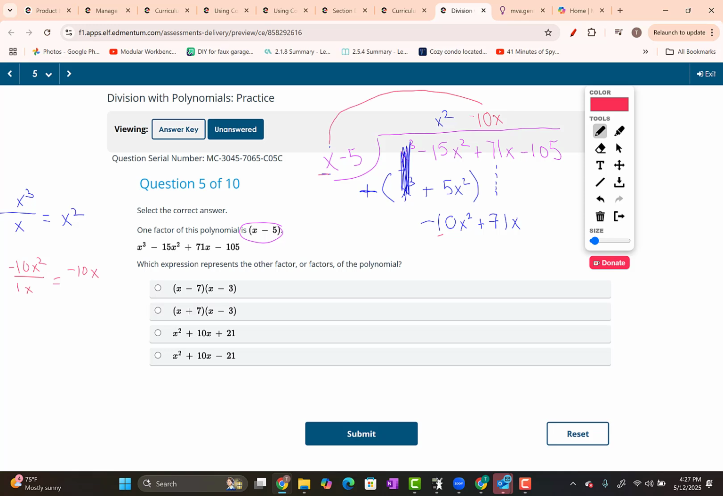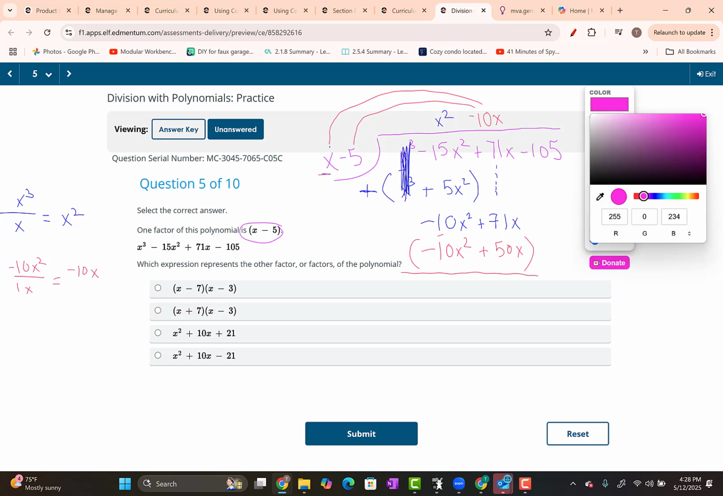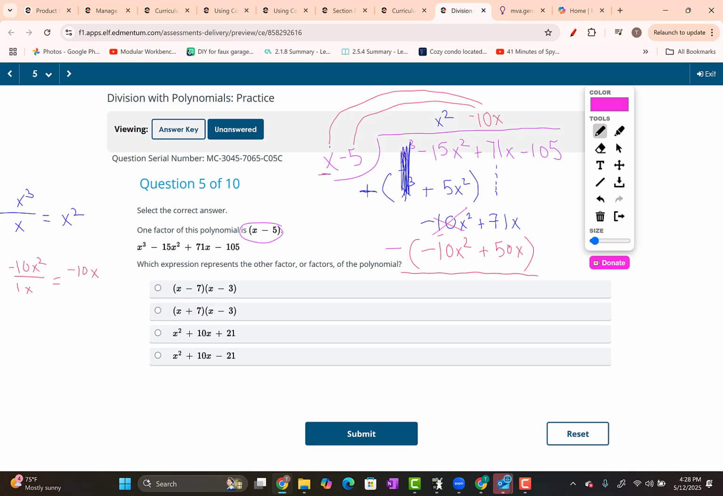You said multiplication, you're right. Negative 10x times x is negative 10x squared, and negative 10x times negative 5 is positive 50x. And then we're going to subtract. These terms will cancel. 71 minus 50 gives us 21x. And then we're going to drop down the negative 105. And then we're going to do the loop one more time.